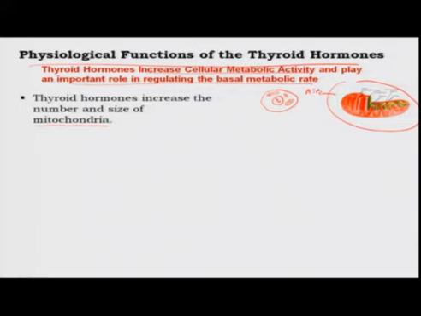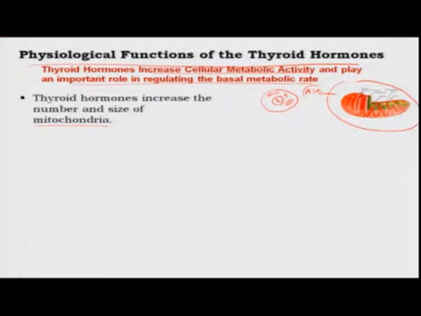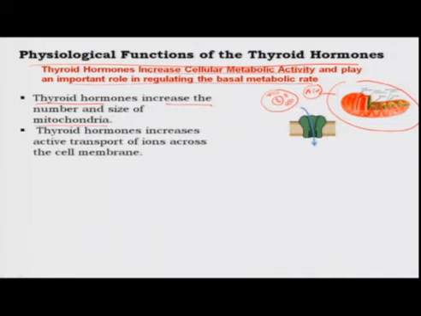ATP is a very important molecule within your cell, because it is what is called the energy currency. So, anything that requires ATP or energy, mitochondria is the one that provides this energy for whatever metabolic reaction requires it. Therefore, if thyroid hormone increases the number as well as the size of the mitochondria, the cell is able to produce more ATP and therefore increase the metabolic activity. Now, thyroid hormone also has another effect on the cells.